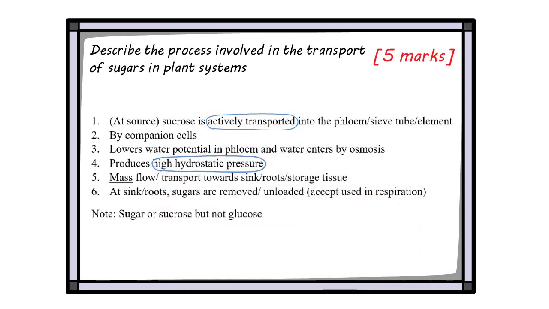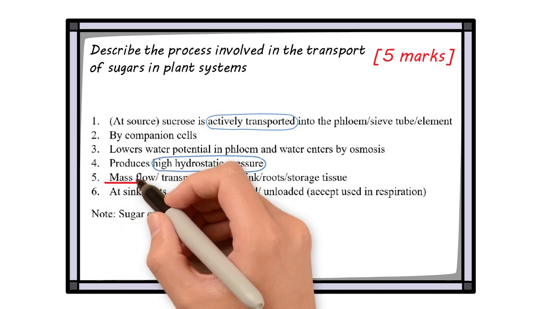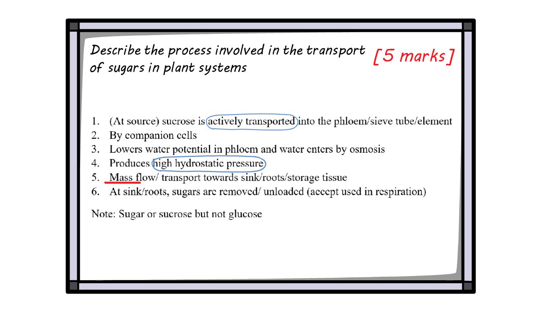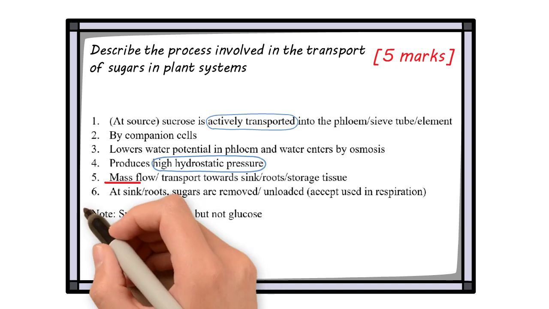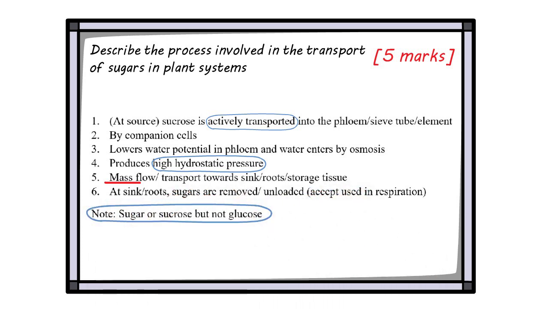And then you can simply get a mark for stating that this is called mass flow towards the sink. Note that the word mass is underlined, and so you need to have this for the mark. You can't simply say flow or transport. And they do allow you to say either towards the sink, roots, or storage tissue. And then for the 6th mark, you just need to say what happens to the sugar at the sink. And you see there, it allows you to say that the sugars can be used in respiration. Like I've said, this mark scheme accepts sugar or sucrose, but does not accept glucose, so do make sure you remember that.